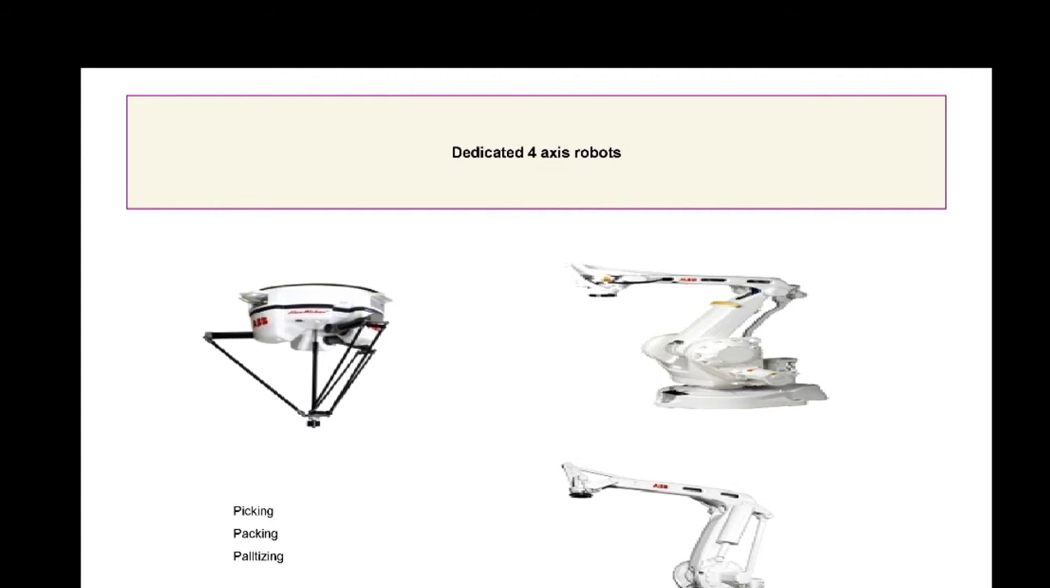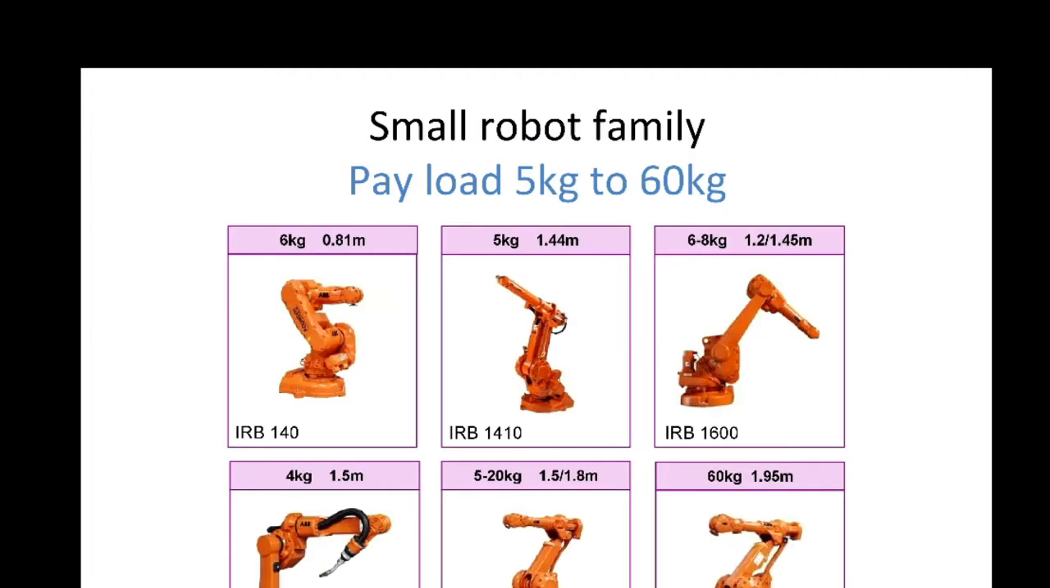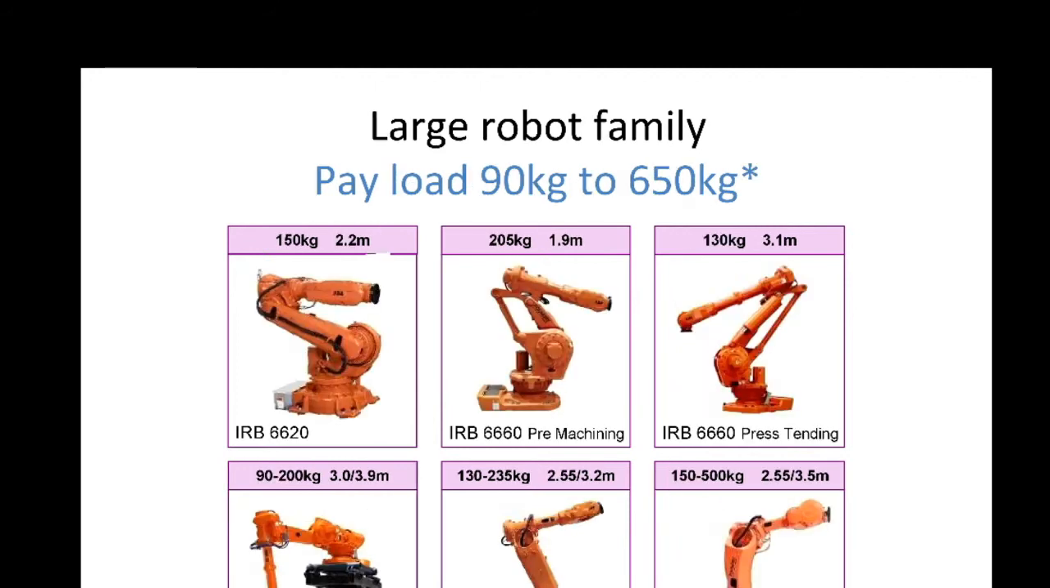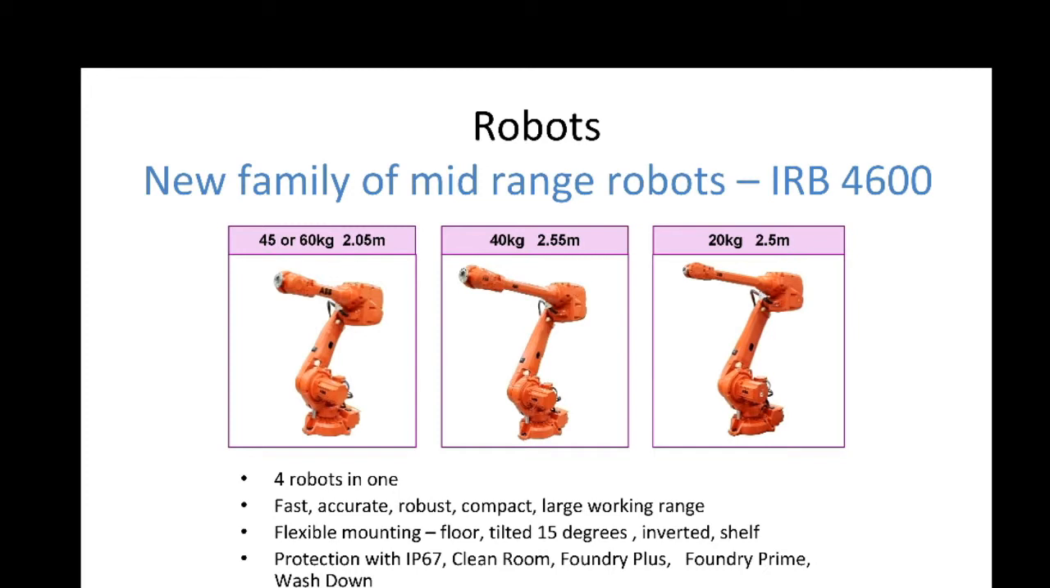Next, the family of robots. Some low payload robots we call the small robot family, and maximum payload robots we call the higher robot family, and some related names. Here we can see large robot families. I think you can see the pictures of the large robot families.